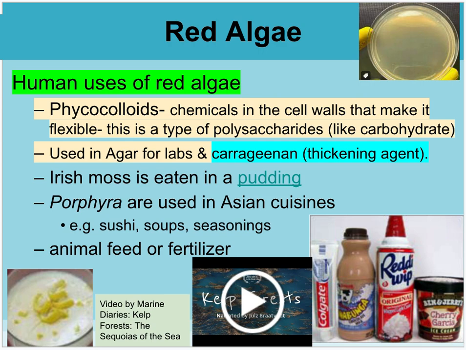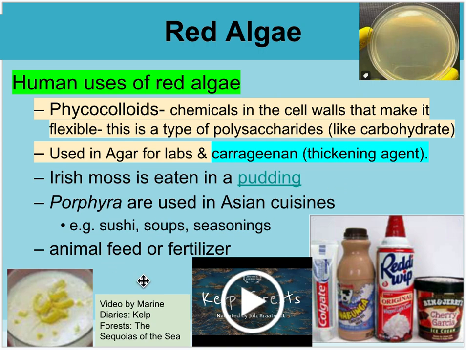So there's various human uses of red algae. There's different parts of its cell wall that make it really strong but flexible, like a carbohydrate. So it's used in agar for labs. And here I put a picture of what that looks like. Carrageenan is used as a thickening agent in all of these products. Irish moss is eaten like a pudding. It's used heavily in various Asian cuisines, and it's used as an animal feed and as fertilizer.